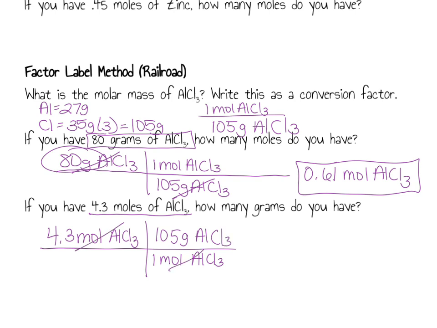So the moles cancel out. Now I have 4.3 times 105. And when I do that, I get 567.6 grams of aluminum chloride.